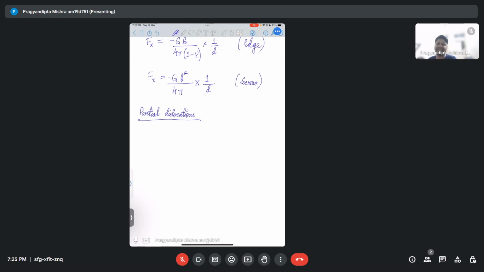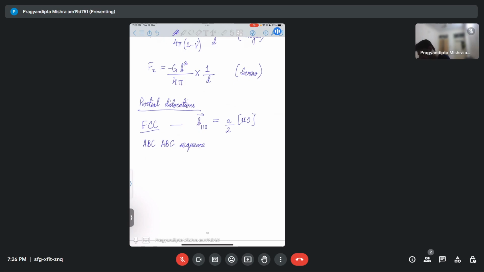Essentially, for any FCC lattice, most of the dislocations will be moving in the 110 plane. For any FCC, the dislocation Burgers vector will be 110, something like a by 2, 1 1 0. That will be the direction of dislocation motion. And FCC has the ABC ABC stacking sequence. This is something you can just remember. Now this is required for what I'm going to talk about. Let me just write.